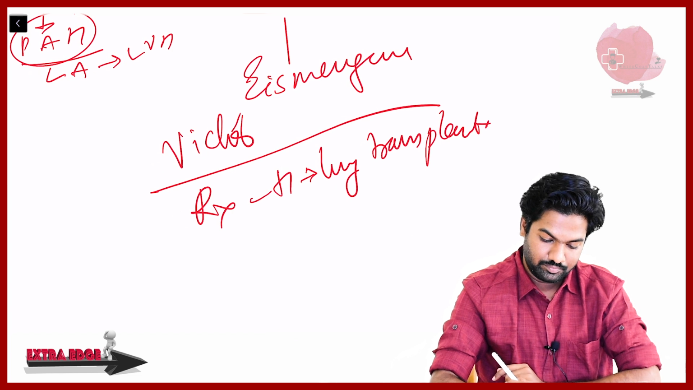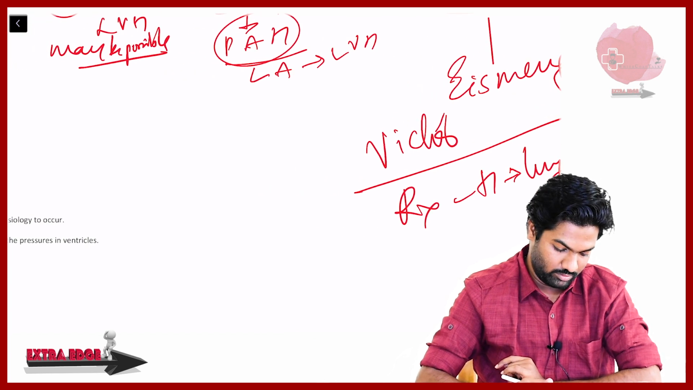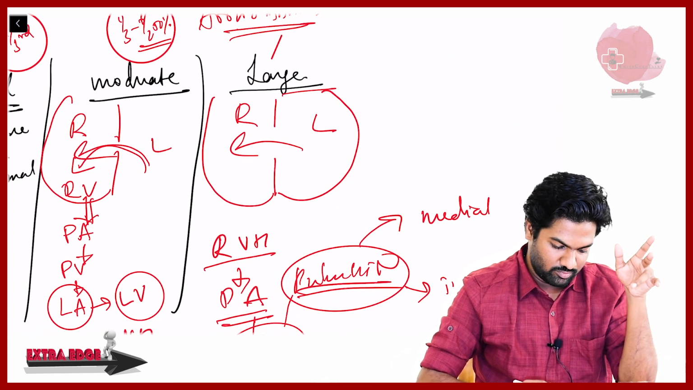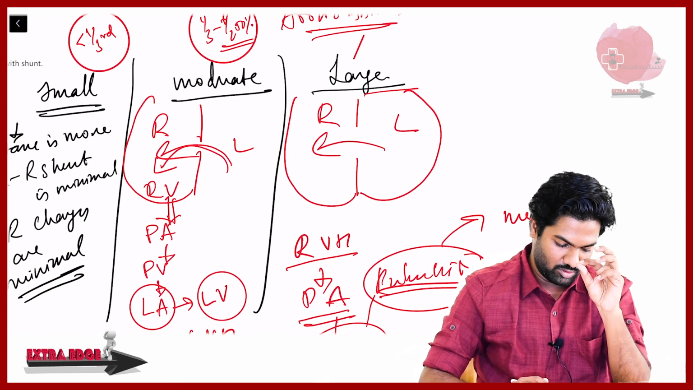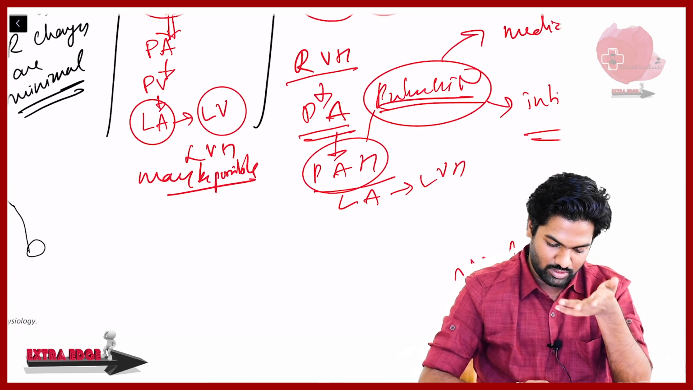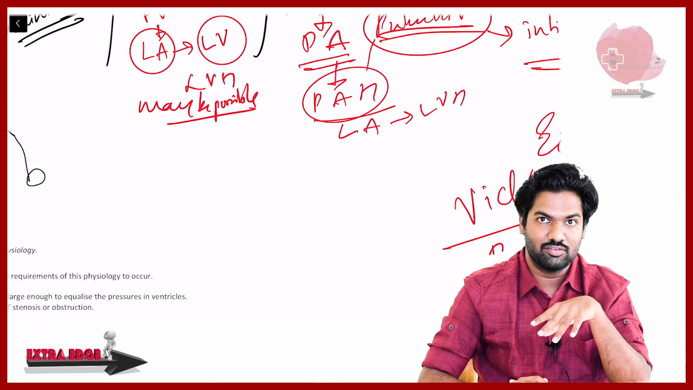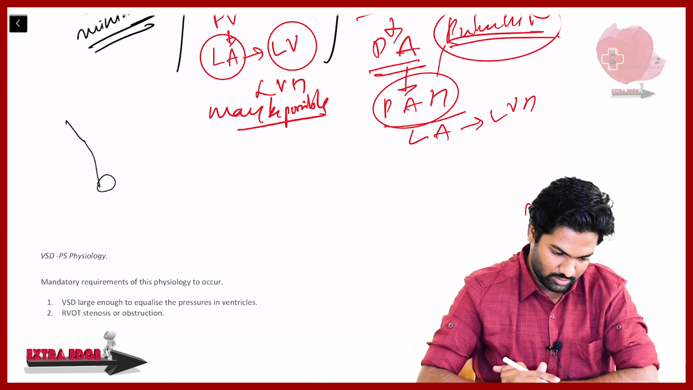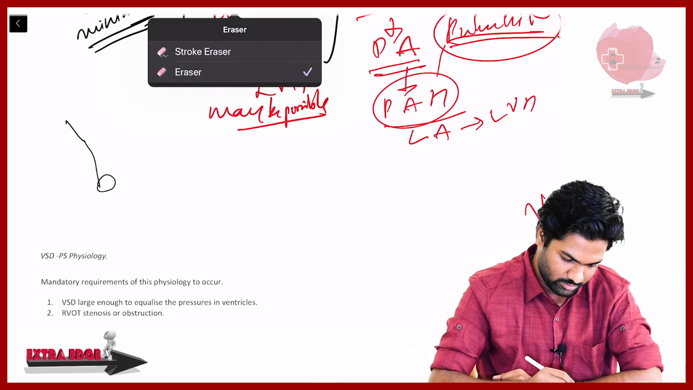Okay, fine. So you got to know what all we did. First we did a small VSD, then moderate, then large. So you are expecting these things to occur more floridly in large VSD. Now next we'll see what all to do.